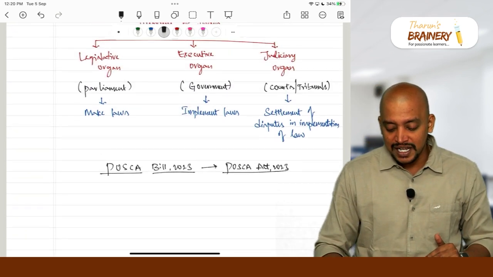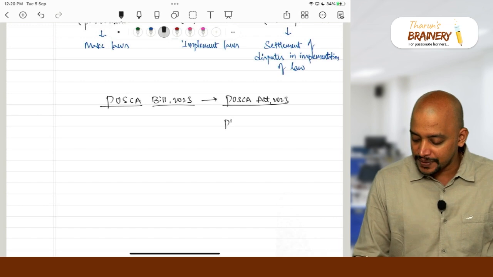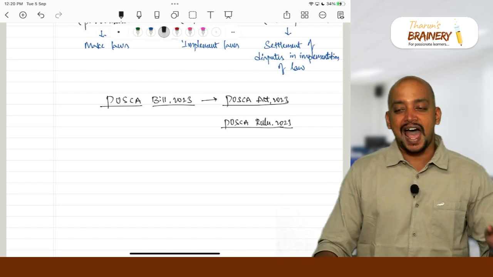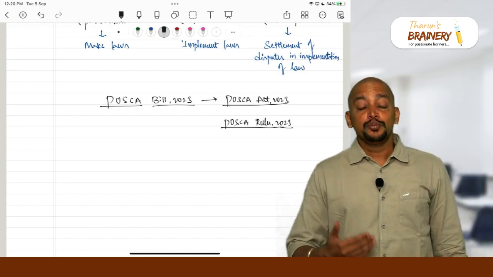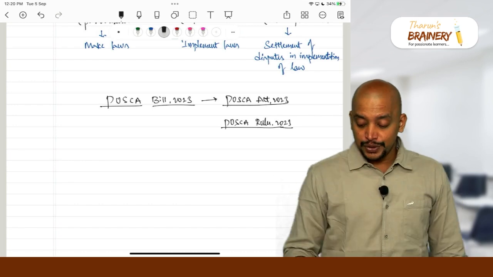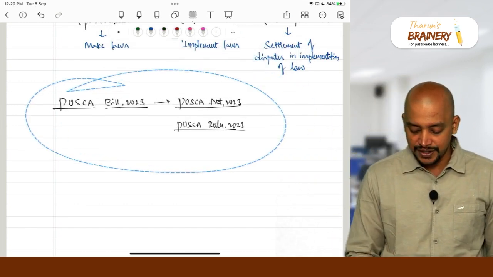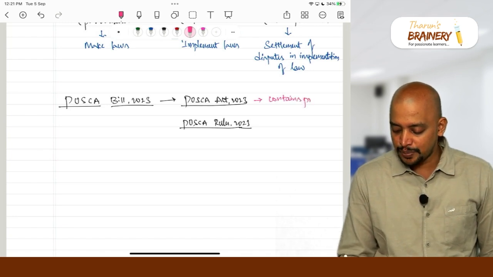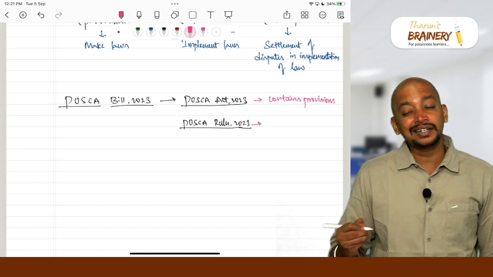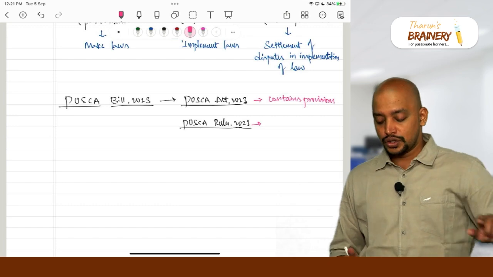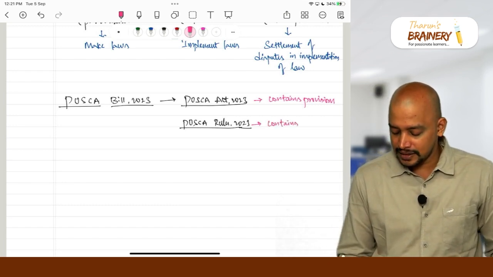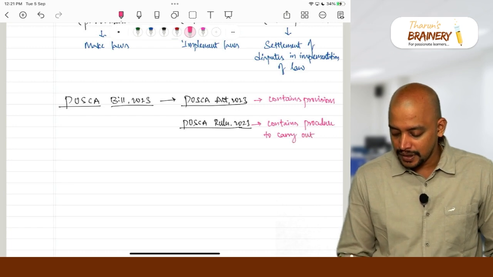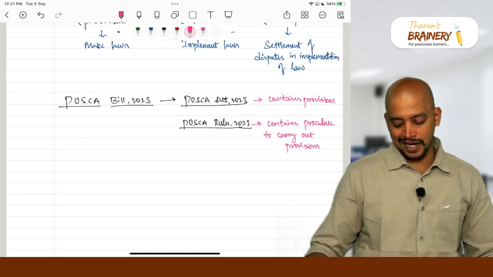Who will make the rules? The rules are made by the executive organ. Okay, so POSCA rules 2023. Therefore first act will contain the provisions, whereas rules contain what? Procedure to carry out the provisions. Understood? So what does act contain? Act contains provisions, whereas rules contain the procedure to carry out provisions. Okay, that is about rules.